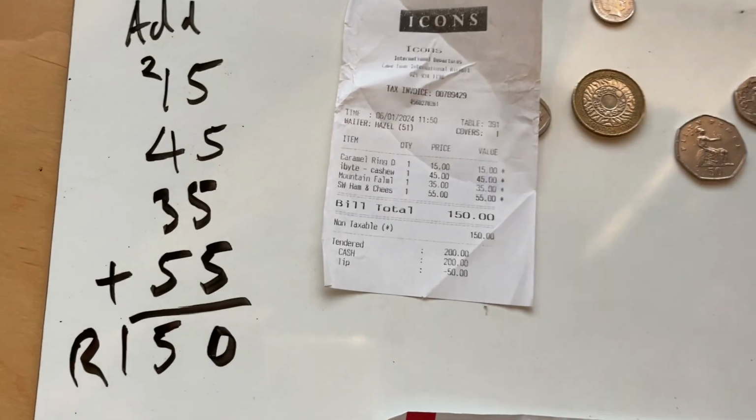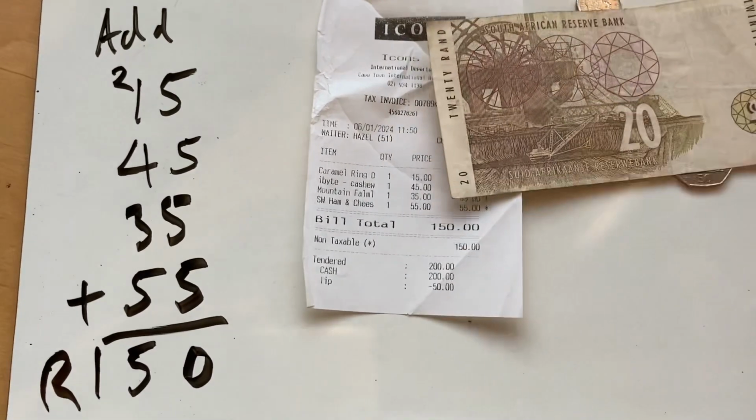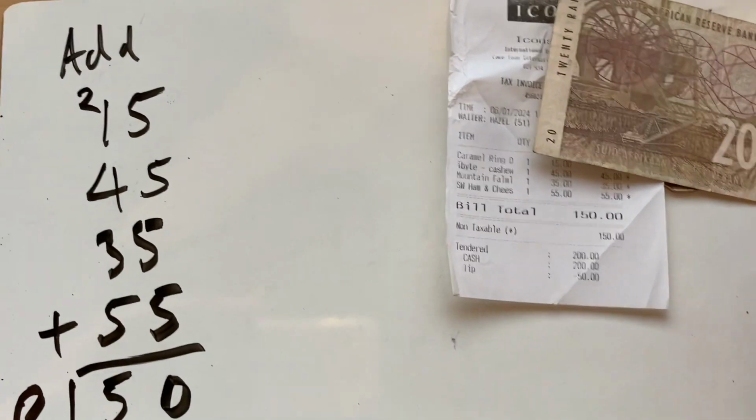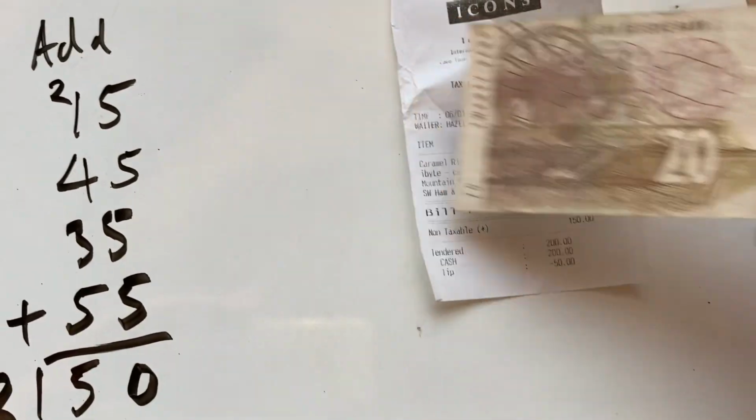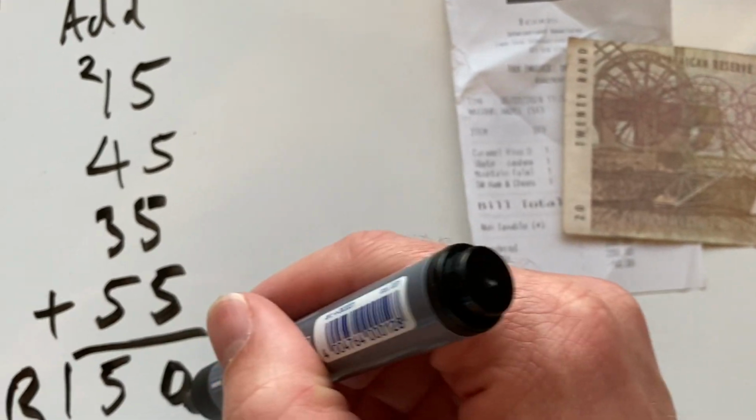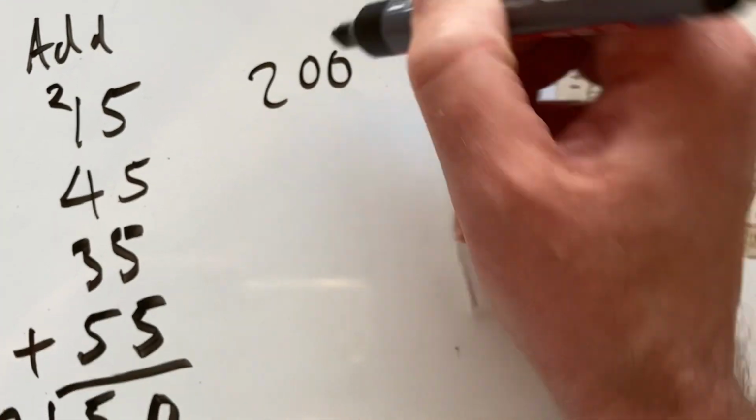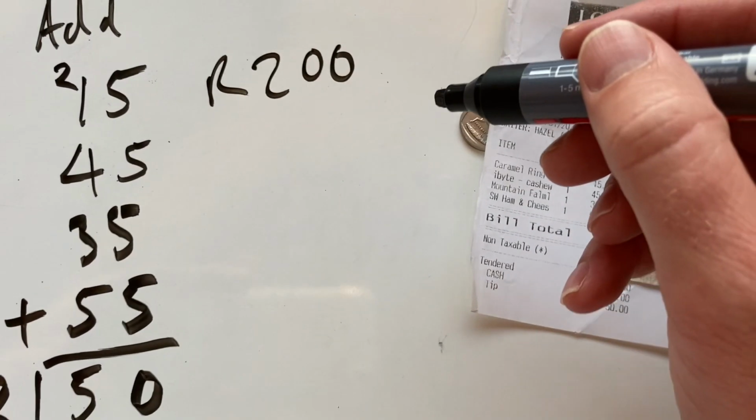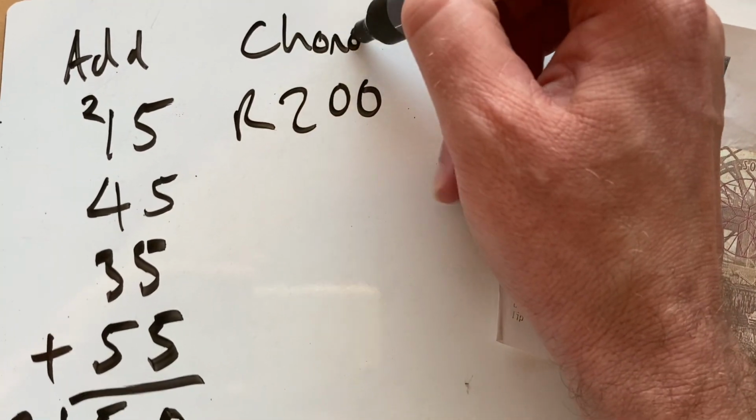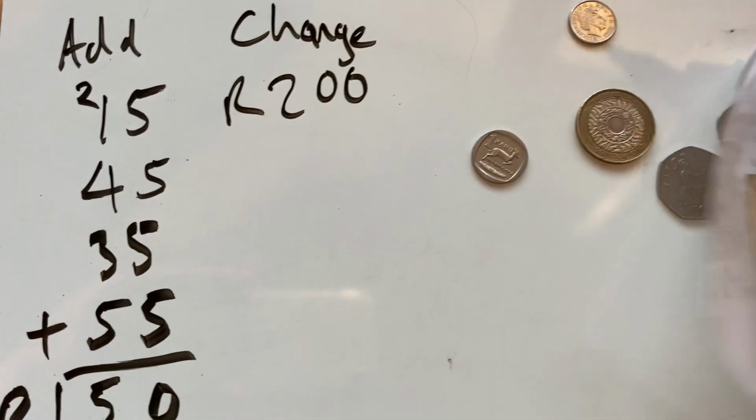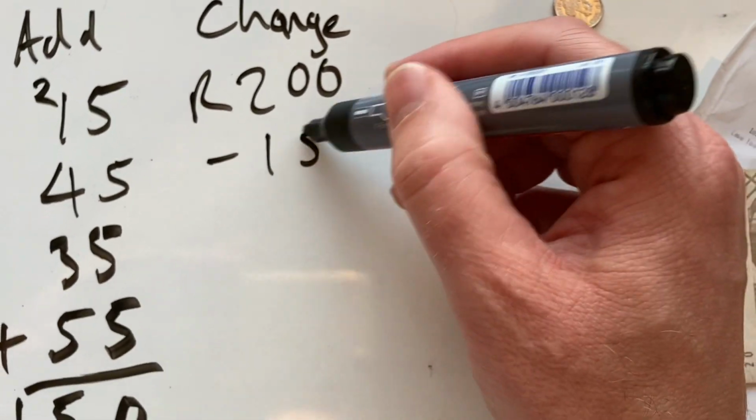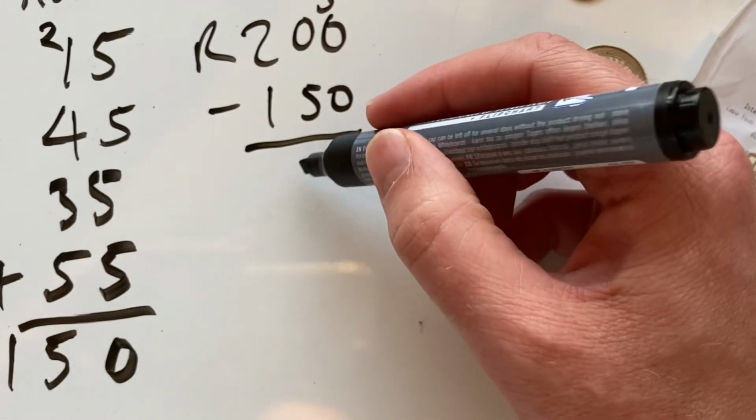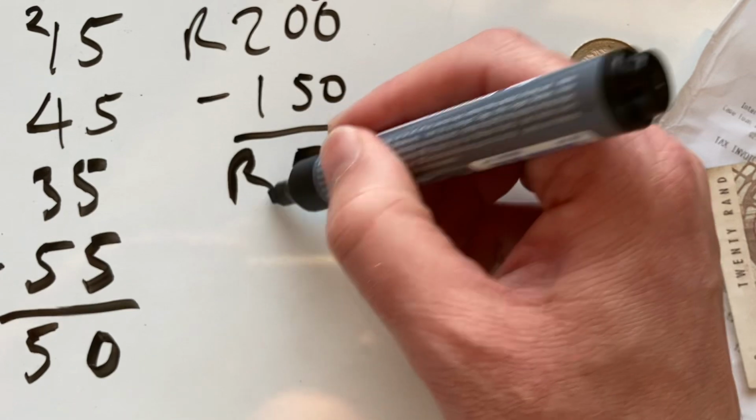So the next thing I could do is say I wanted to pay and see what change I'd get. That's an example of a 20 rand note, which obviously wouldn't cover that. Let's say I paid with a 200 rand note. What change would I get then? So I'm just trying to work out what that transaction would be. Do 200 minus 150, and I would get 50 rand in change.